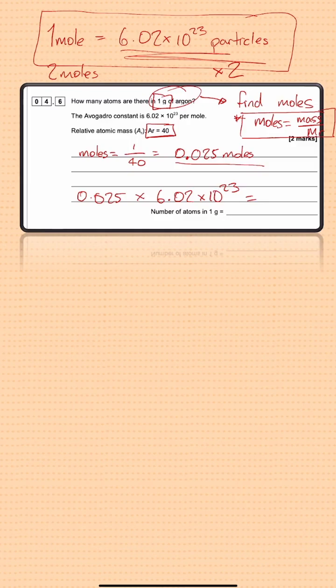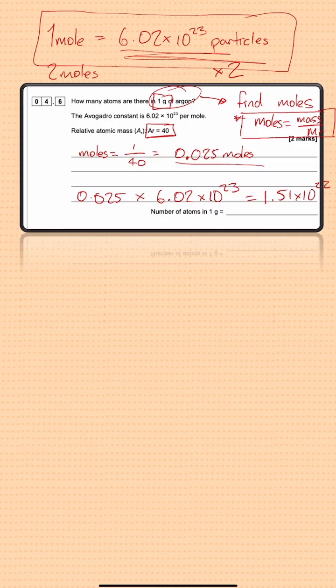So 0.025 times 6.02 times 10 to the 23. Type that into your calculator. You'll get a really big answer, and that'll be the answer to the question. You end up with 1.51 times 10 to the 22.